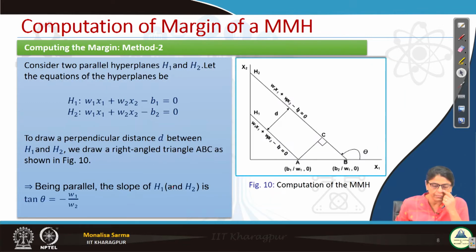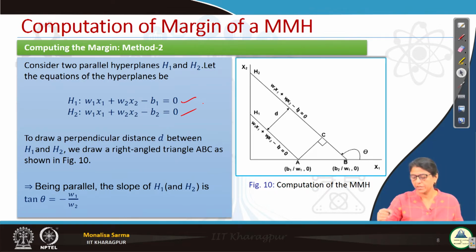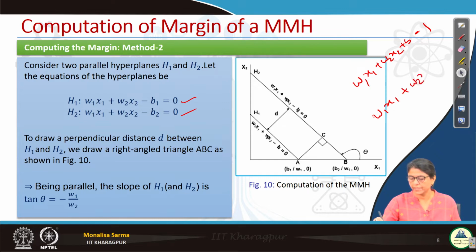Let us see the second method of calculating the margin. Second method of calculating the margin. So now consider the two parallel hyperplanes, say this and this. It is the same hyperplane that we initially considered. Let me write it here: W1x1 + W2x2 + b = 1 and another one is W1x1 + W2x2 + b = -1. Isn't it? It is plus or minus 1. So if I take b to this side, what will happen?